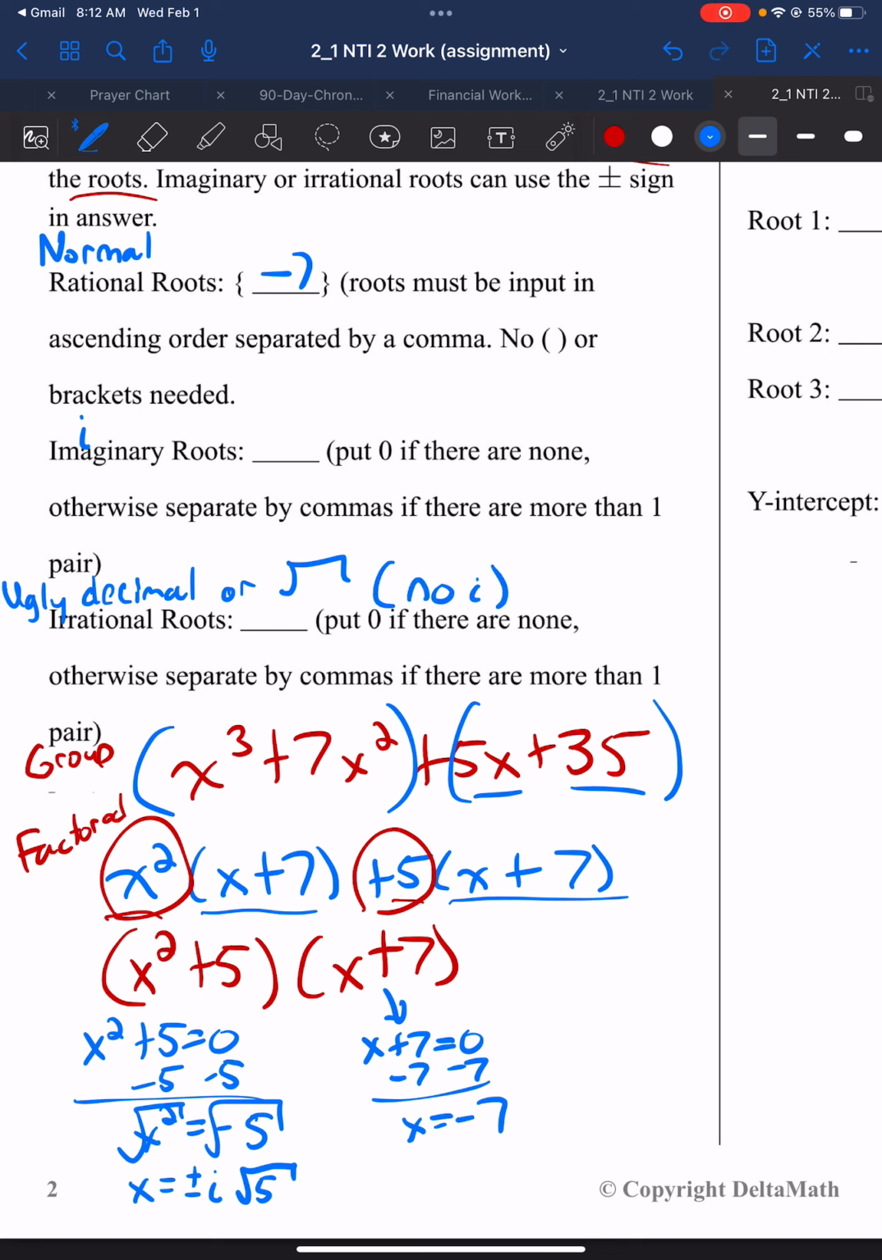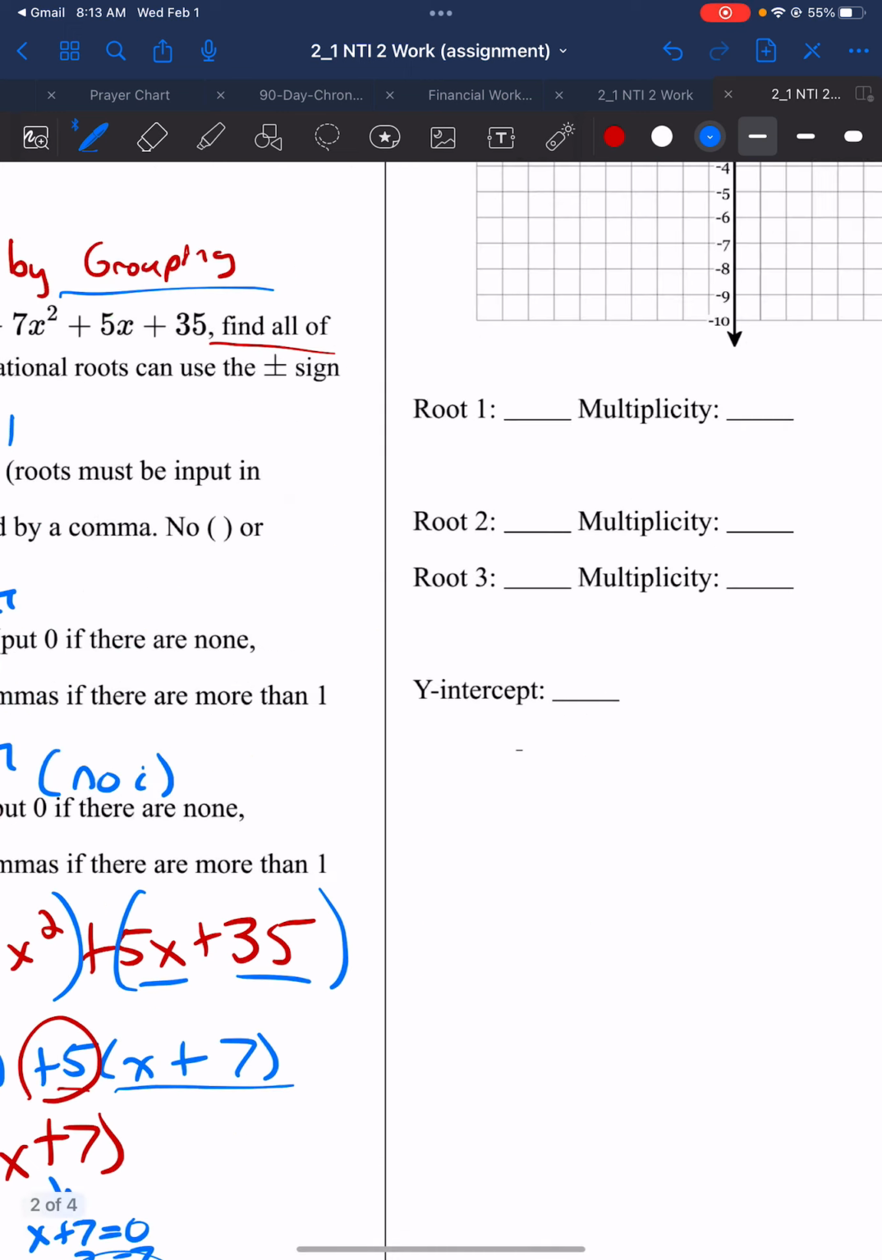So I've already taken care of this one. If I look at this other root, it's got an i in it, so it goes right here. So plus or minus, and notice what it says. You can put plus or minus for this. So i square root of 5. And then do I have any irrational roots? Well, I've already taken care of 1, 2, 3. I've got my 3 roots taken care of, so there's 0 irrational roots.